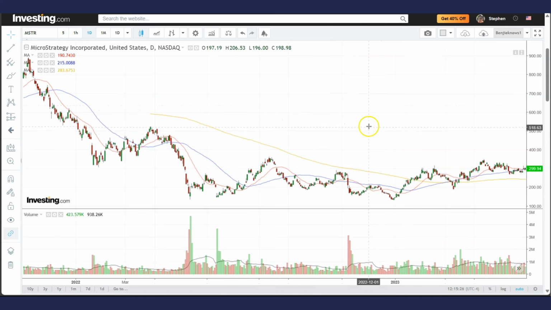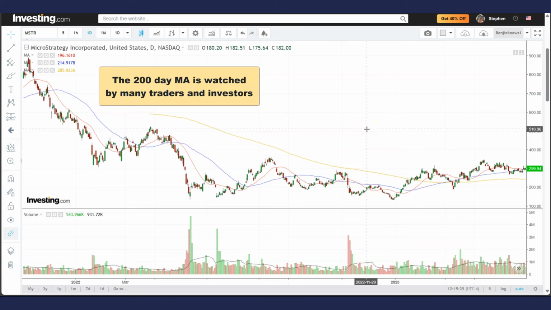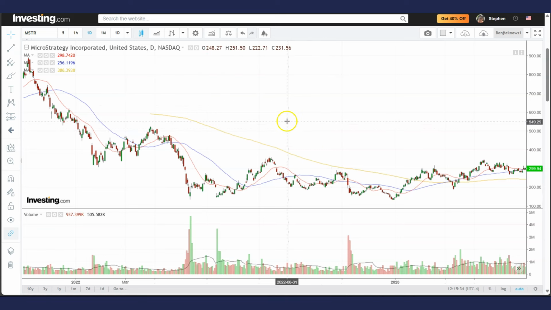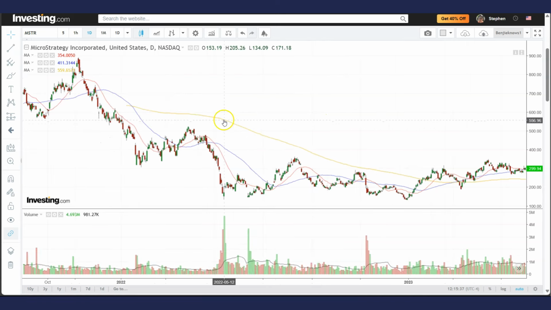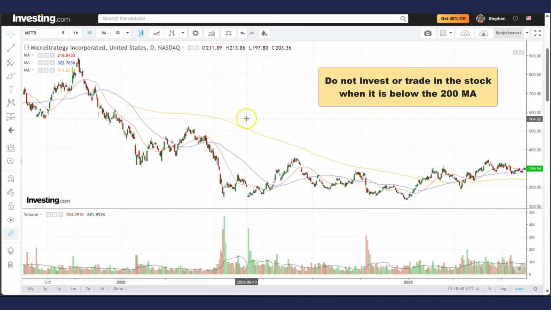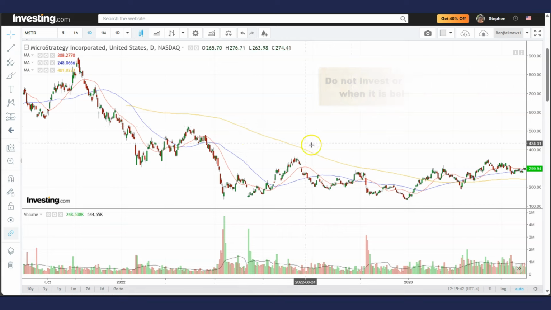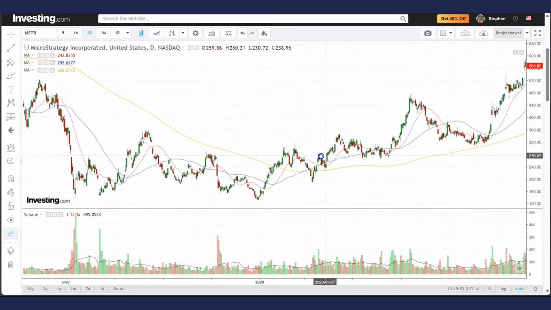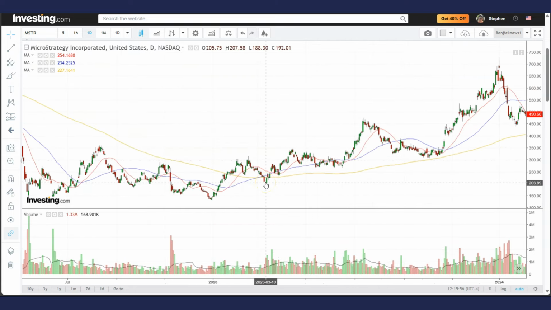Whether you want to invest in the stock or not, you have to look at the 200 MA. The 200 MA is watched by many traders and many investors, therefore there are a lot of eyeballs on it. So when the stock is below the 200 MA, you don't want to be touching the stock. Look at what the price action in MicroStrategy was when it was below this 200 MA: going up a bit but declining and trading sideways. It's only around March 2023 that things stabilized. It went back above the 200 MA, and about this time in July it started to rise.